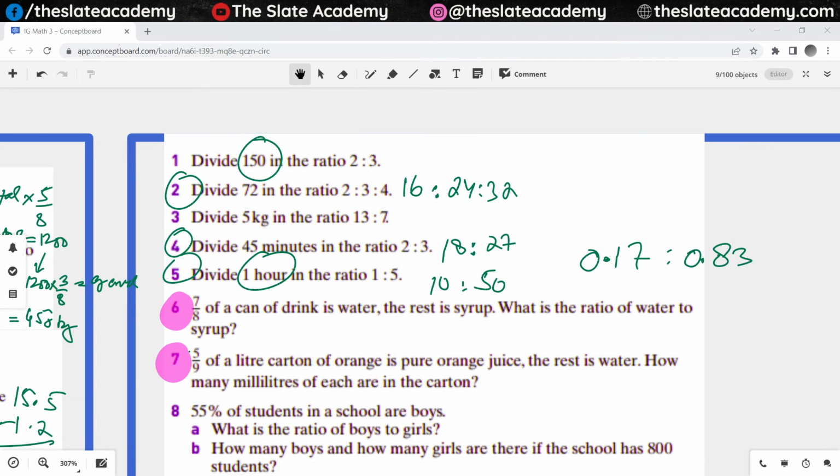0.17 is to 1 into 5 over, just a second, 6, 0.83. 0.17 is to 0.83. You can do that too.